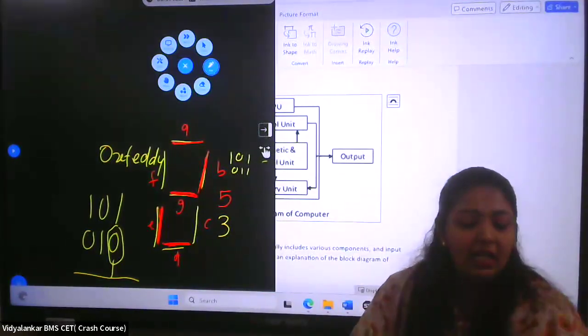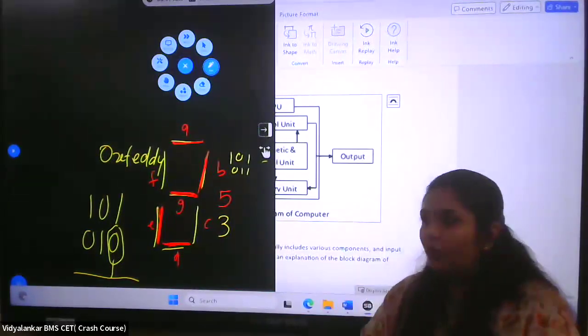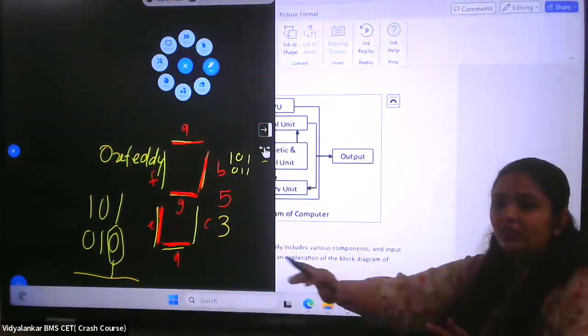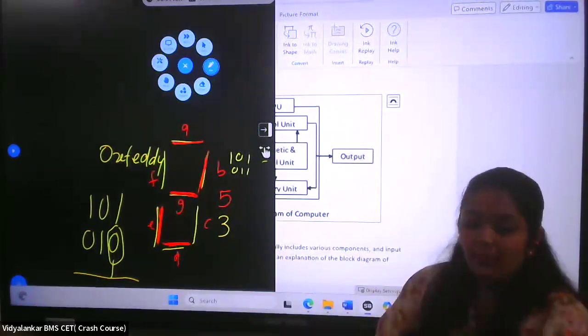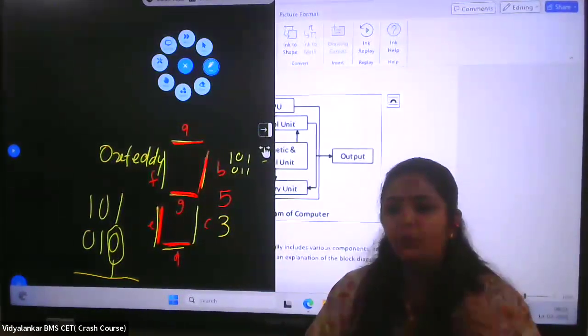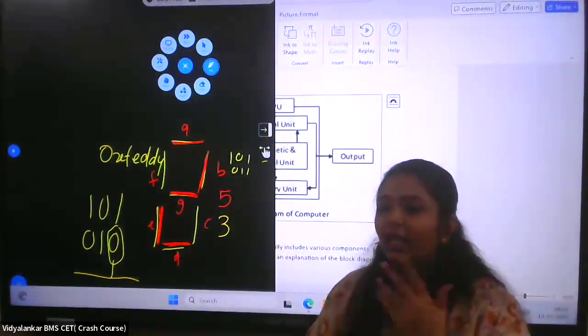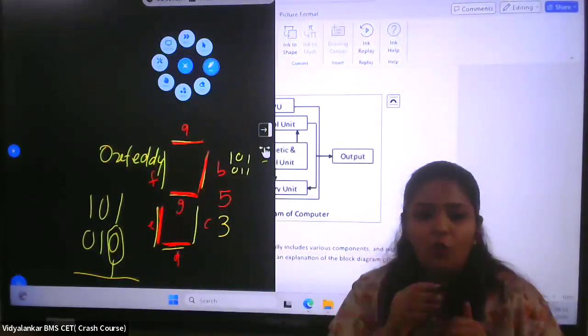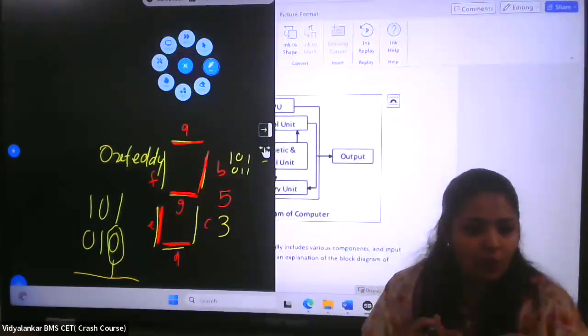ठीक है, is that clear? क्योंकि सीपीयू हर जगह पहुंच नहीं सकता, इसलिए उसने अलग अलग डिपार्टमेंट्स बना दिए. पर हर एक डिपार्टमेंट में चल क्या रहा है ये तो पता रहना चाहिए ना. So that who will tell? This control bus will tell. So whatever controlling signals are required.